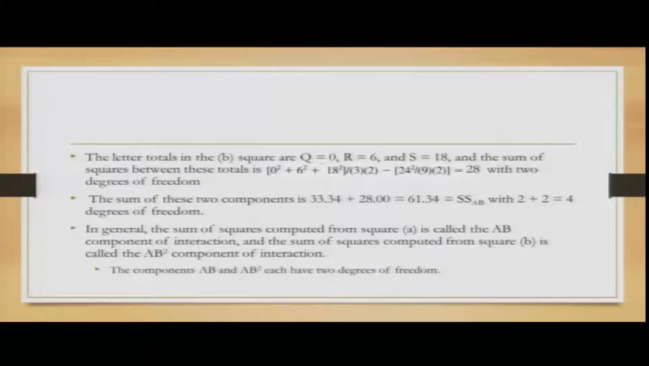In general, the sum of the squares computed from the square is called the A B component of the interaction, and the sum of the squares component from the square B is basically called the A B square component of interaction. The components of A B and A B square each have 2 degrees of freedom, and we can find it accordingly.